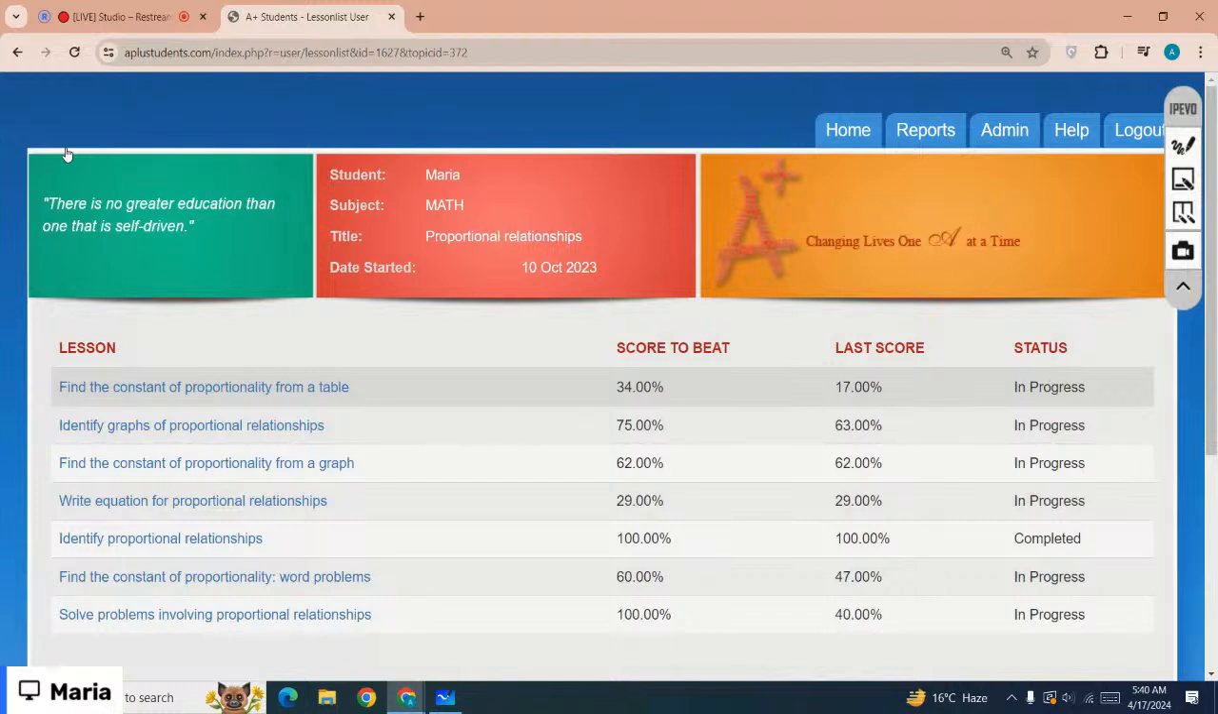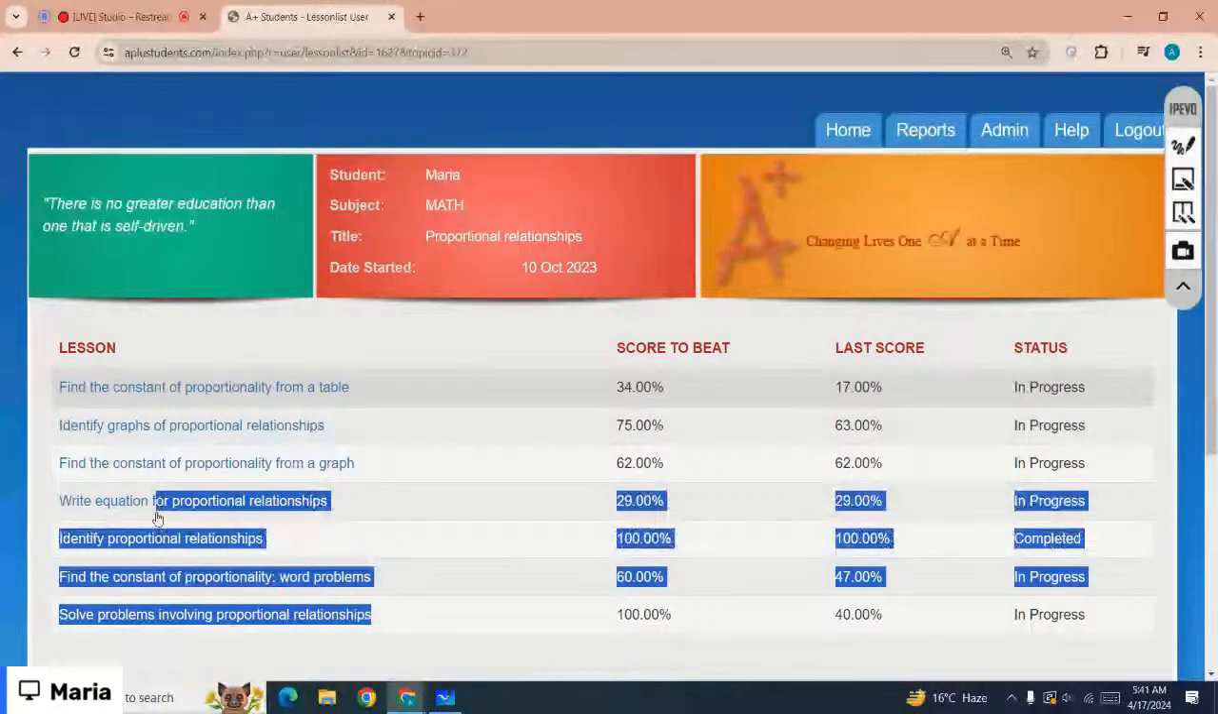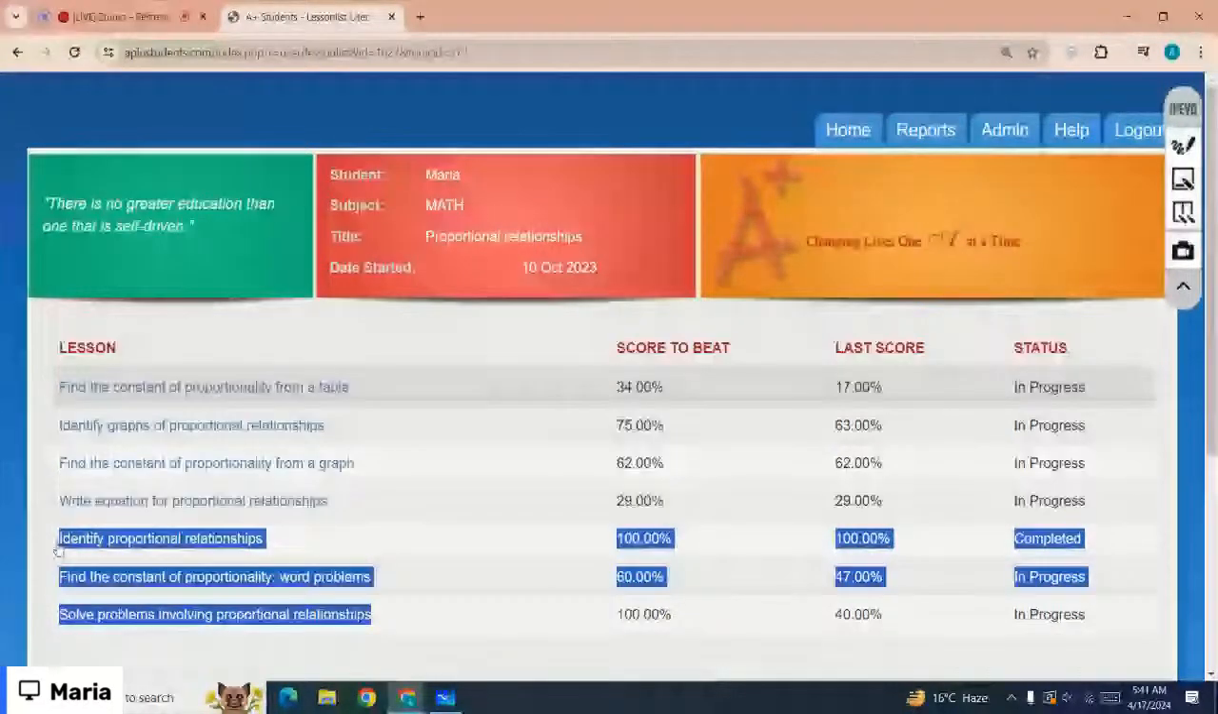We were working on grade 8 math. The chapter we were working on is proportional relationships, and the lessons we have covered today are identify proportional relationships, find the constant of proportionality word problems, and solve problems involving proportional relationships, right? So please make sure before the next session you complete all the practice questions for the lessons we did today. That is your homework until next session, right?